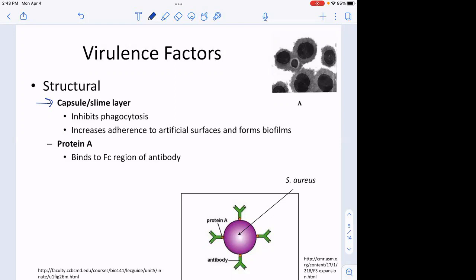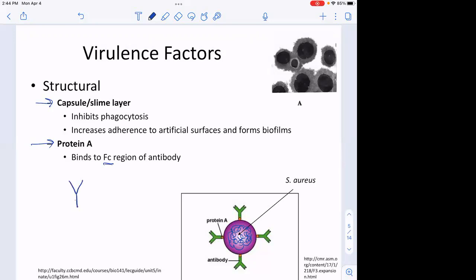It's going to make it more successful. And another structural virulence factor, this will be new, we call protein A. Some strains of Staph aureus will have protein A, and if you can picture it, covering the whole outside of the cell. Picture that in 3D, protein A all over the outside. What good does that do? That actually binds to the Fc region of an antibody.